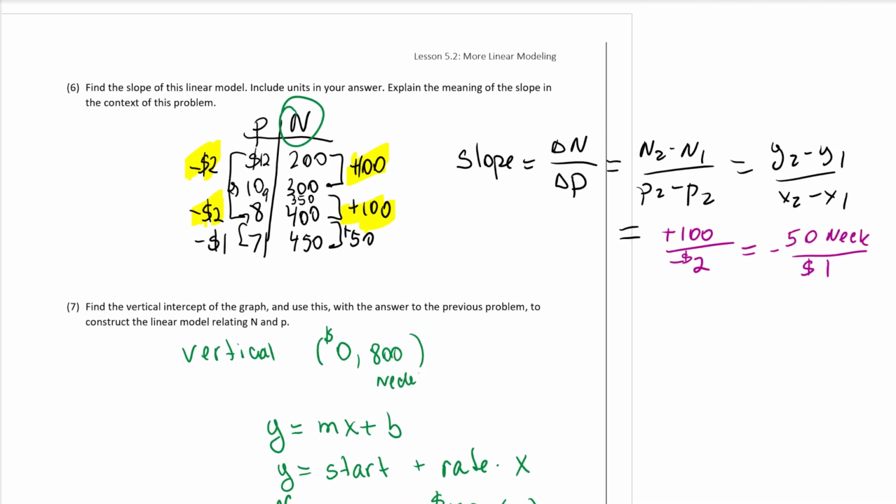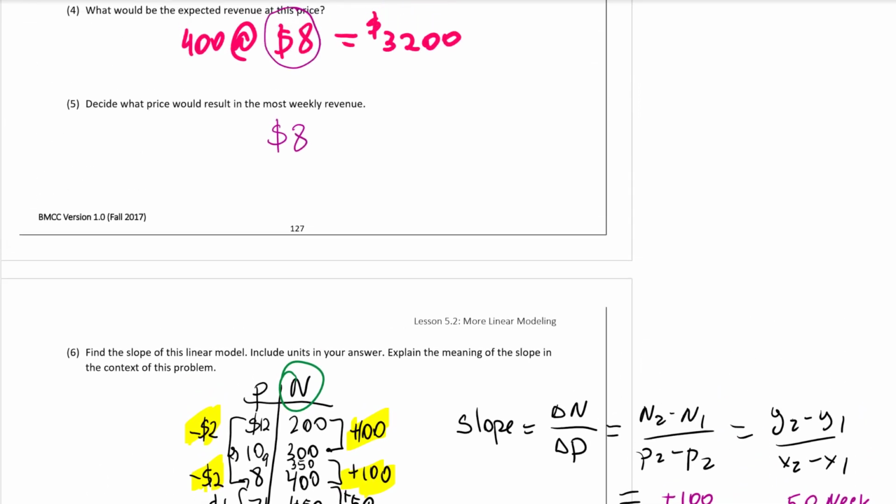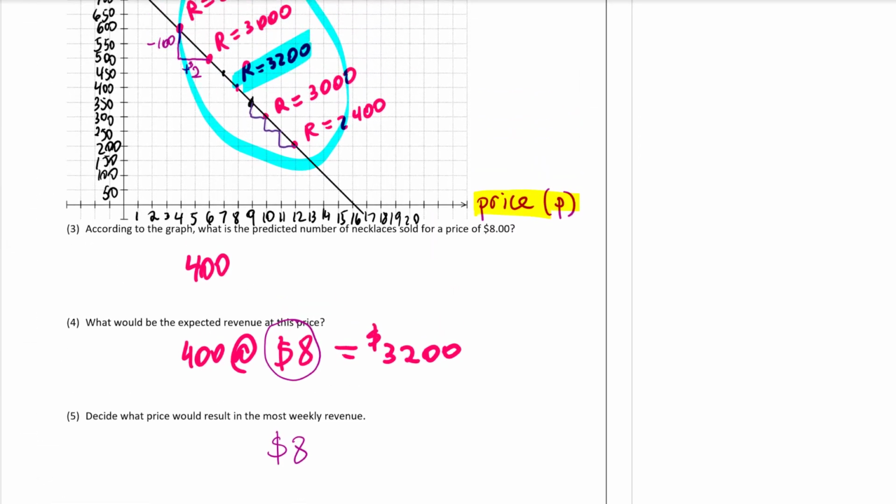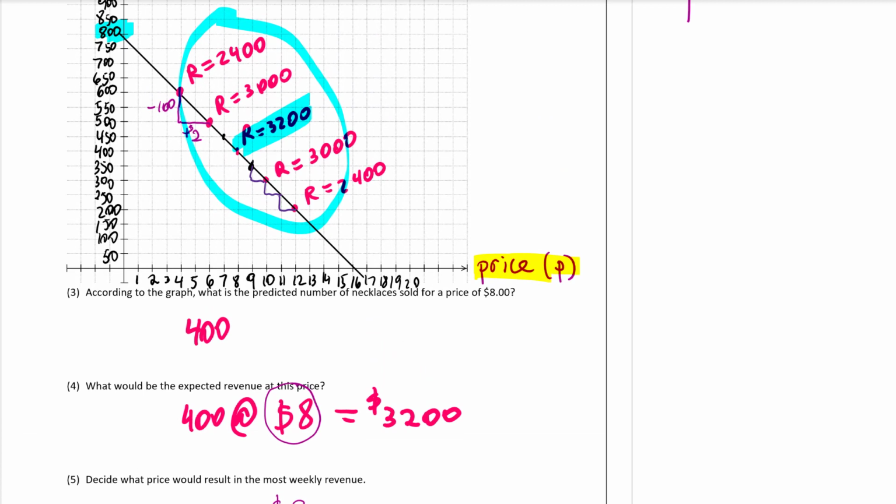Let me also ask you one more thing here. Does this graph have a horizontal intercept? The lesson didn't ask for that, but I feel like we should mention it. Yes, there is a horizontal intercept, it is $16. At the price of $16, nobody is going to buy those necklaces because, according to this model, it falls all the way to 0.